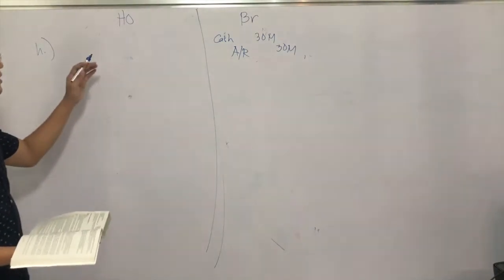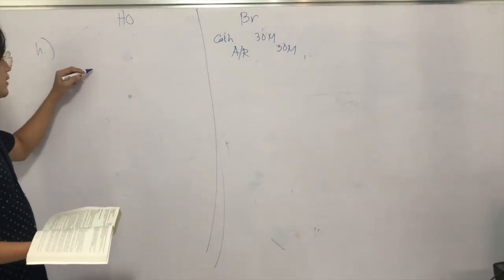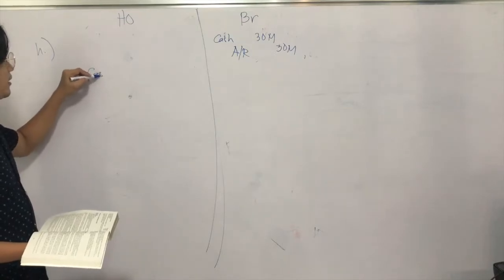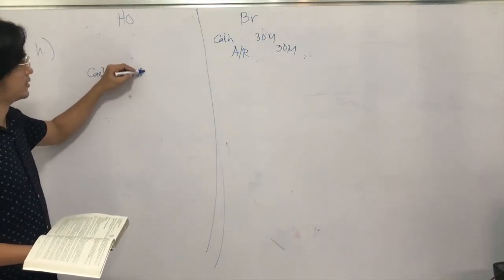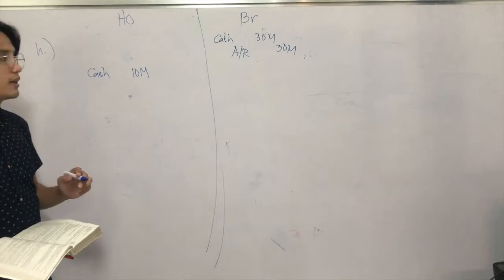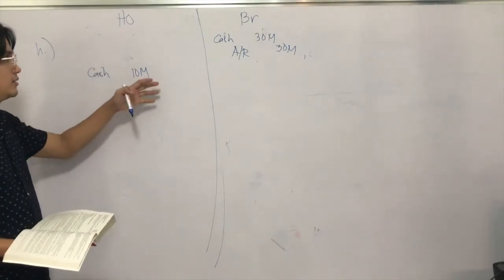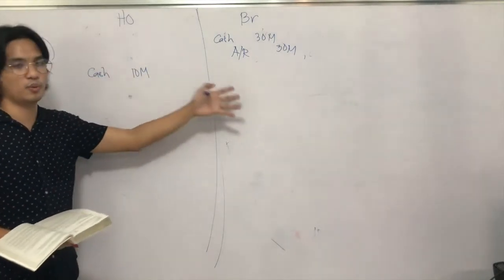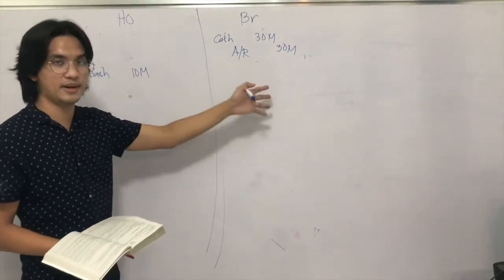So since it was the home office who collected, then the home office will debit cash, 10 million. But whose accounts receivable is it? Is it the accounts receivable of the home office or the accounts receivable of the branch?